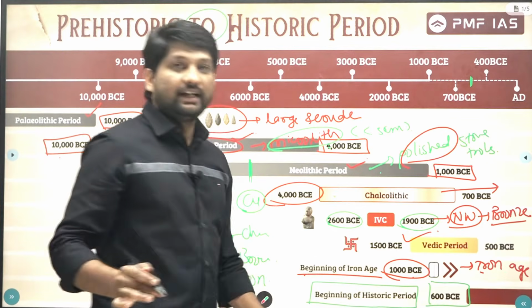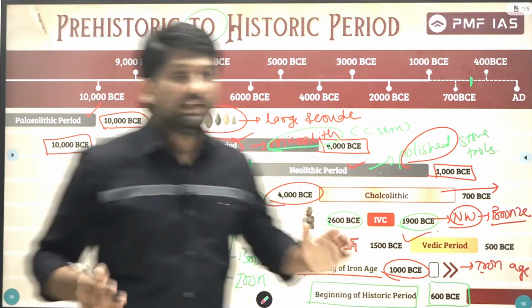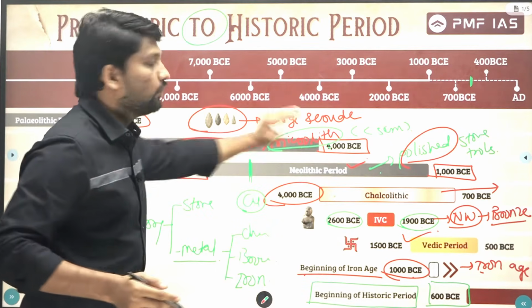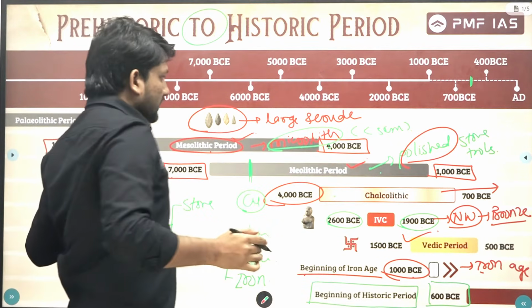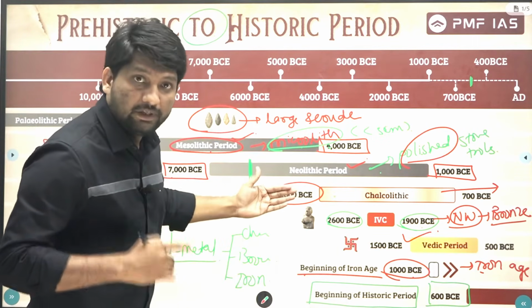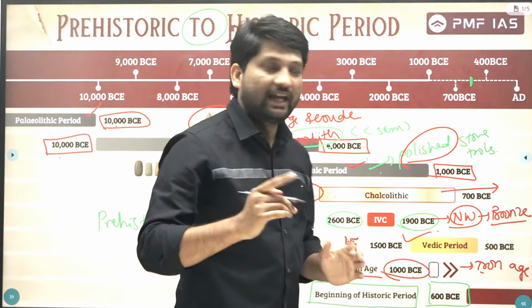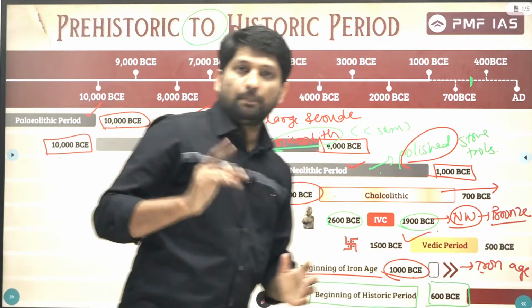So now you understand that the Paleolithic period starts from 6 lakh years ago to 10,000 BC, Mesolithic from 10,000 to 4,000 BC, Neolithic from 7,000 to 1,000 BC, Chalcolithic, during which people were using copper, from 4,000 to 700 BC, and Iron Age after 1000 BC.